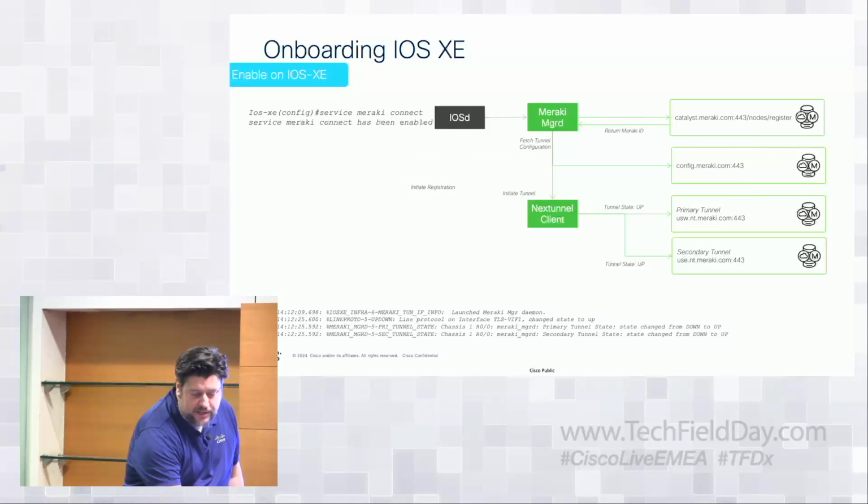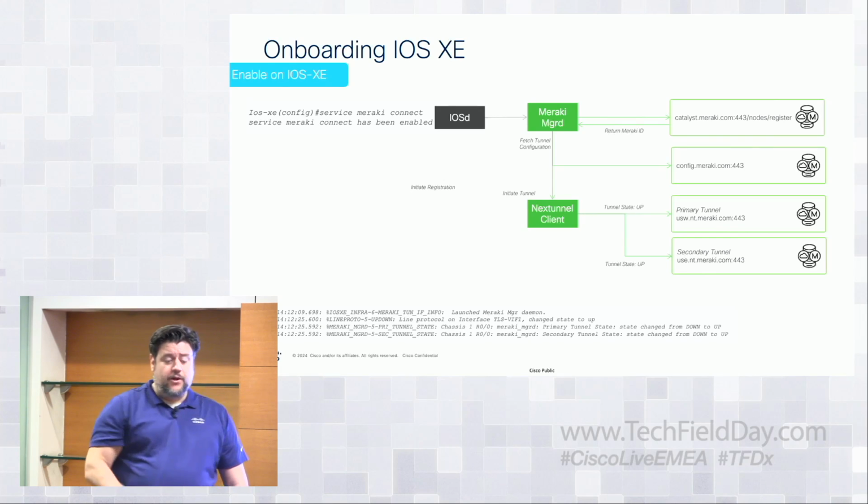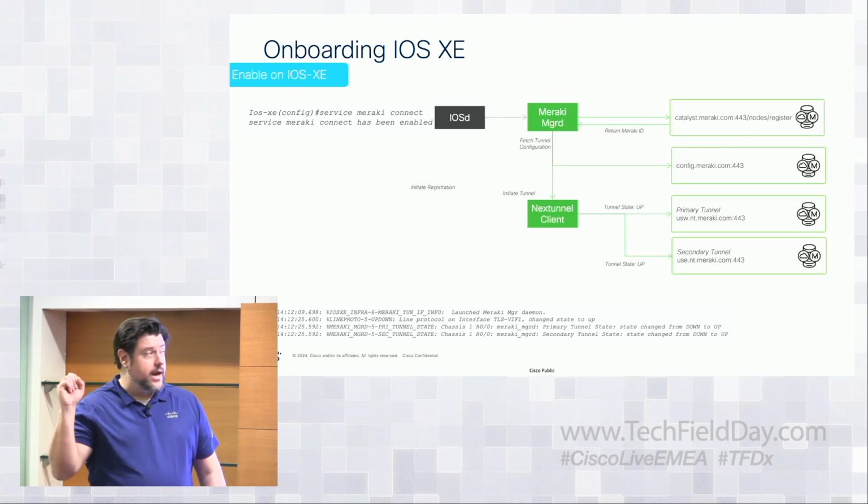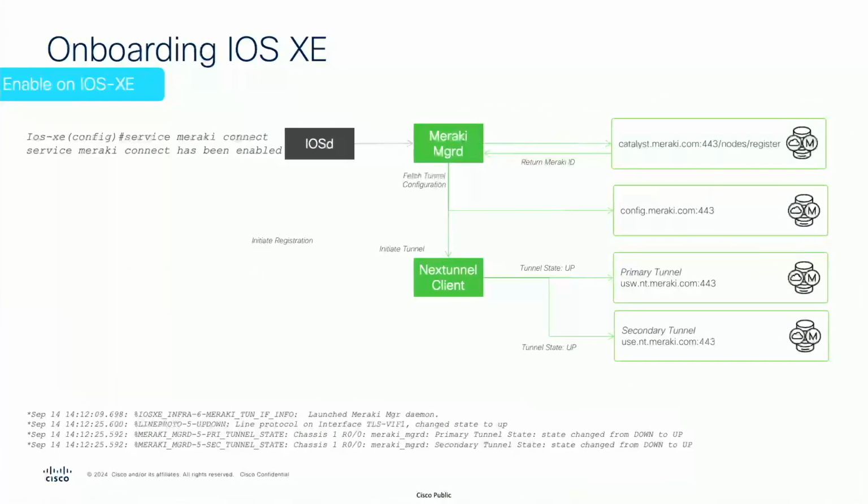Here's a little more on that registration process. When you first enable the command in IOS, it's going to trigger the MGRD daemon to go out and register with catalyst.meraki.com. All this happens before the tunnel comes up, but this again is that MTLS authenticated HTTPS session. It's going to reach out to that registration server. The registration server is going to verify its identity with that trust anchor module I was telling you about, and then it's going to generate that cloud ID and send it back to the controller. And then it's going to start off the tunnel config fetch.